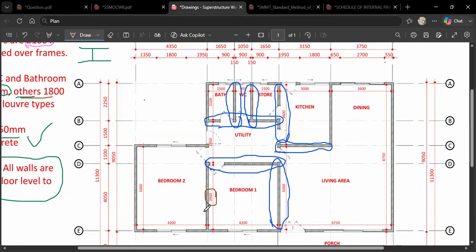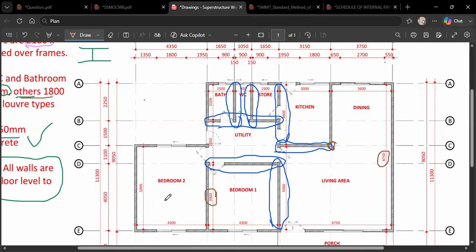So realize that the before length from here to here is 5,000. So let's consider the 5,000. And then this 5,000 plus 150. The thickness of this wall over here is 150. Plus 3,600. We're going to get this value over here, which is 8750.